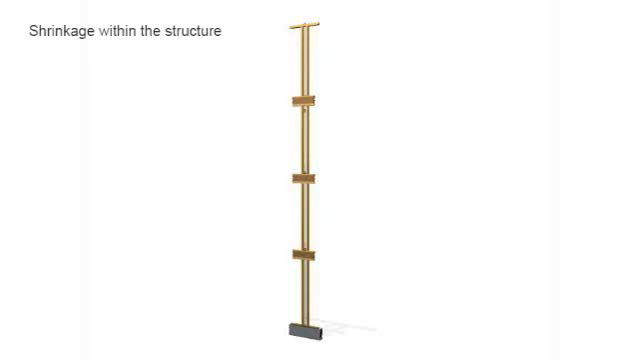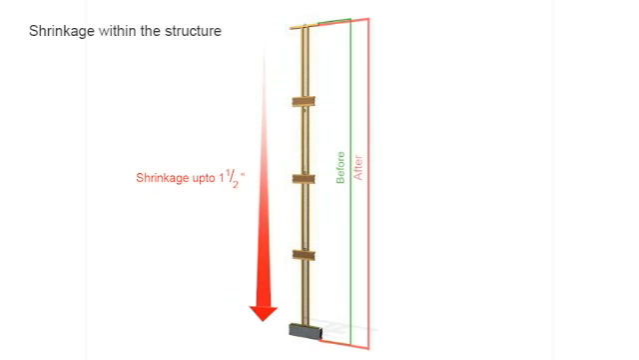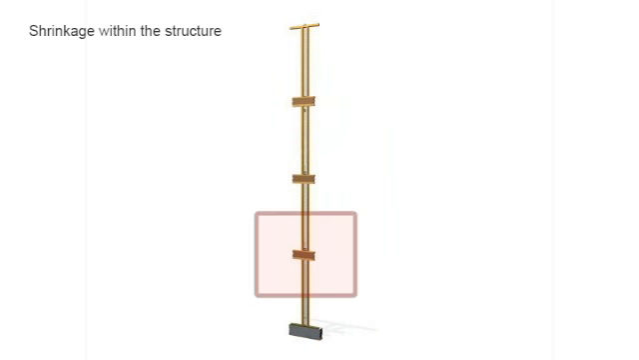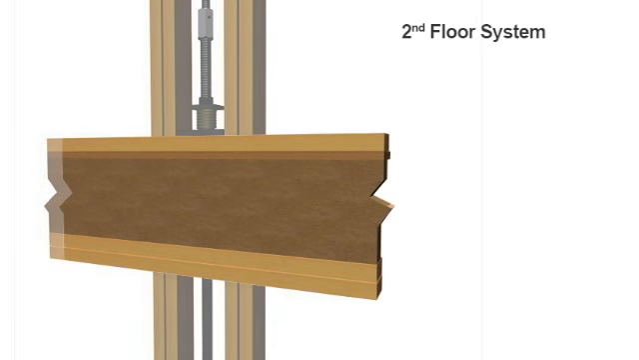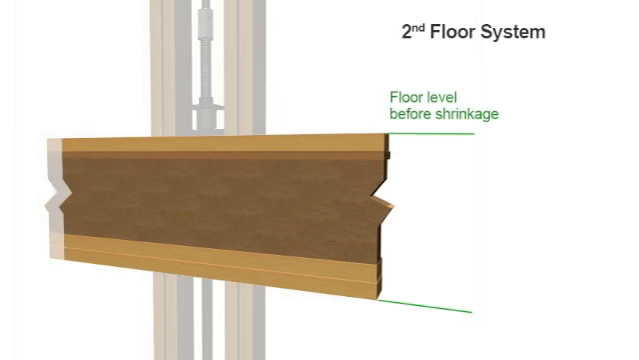The wood shrinks within the structure. The amount depends on the wood and framing type and initial and final moisture content. This can be up to 1.5 inches at the top of a structure. The top of the second floor falls as the wood below it shrinks.